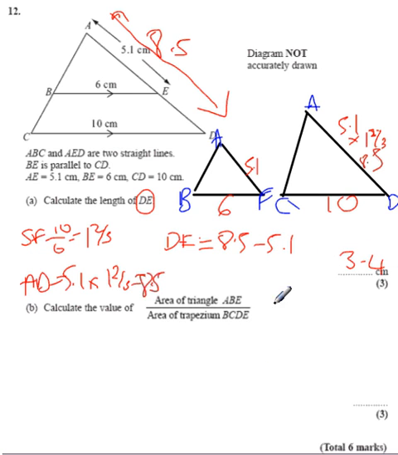It then asks you for the area of ABC as a proportion of the area of the trapezium BCDE. Now this is quite a difficult question. And here's how I would solve it. The trapezium BCDE is what's left over when you subtract the area of the little triangle from the big one. So we need to do the big triangle minus the little one to get the area of this trapezium.